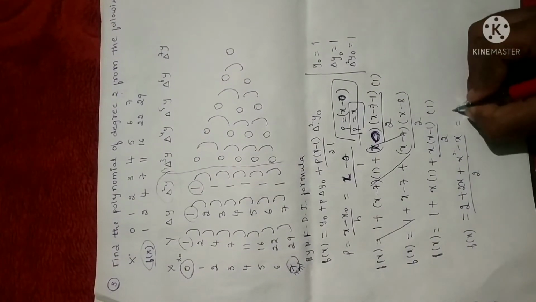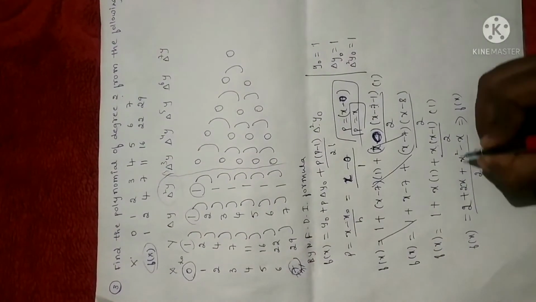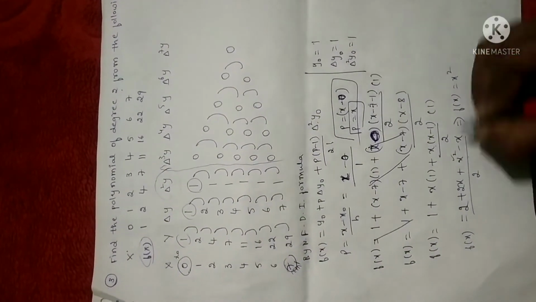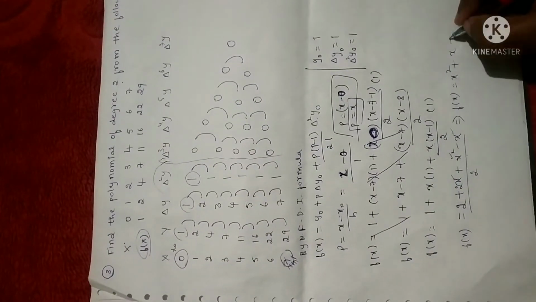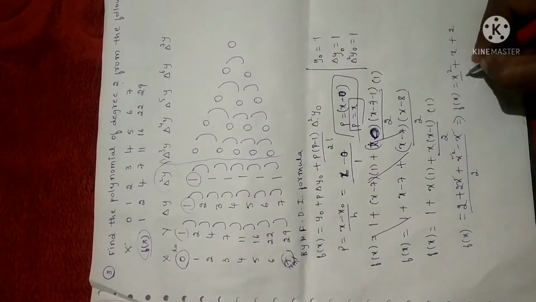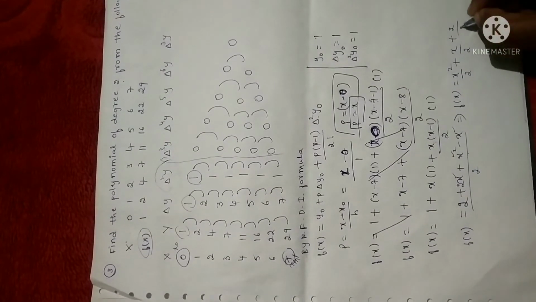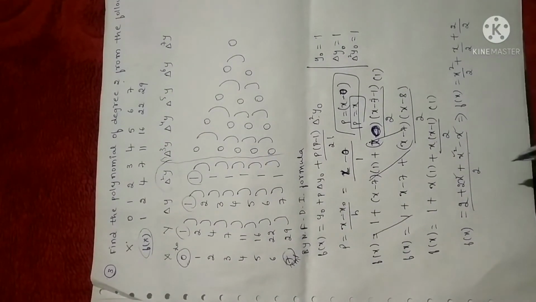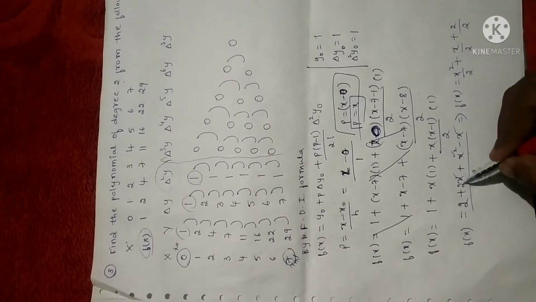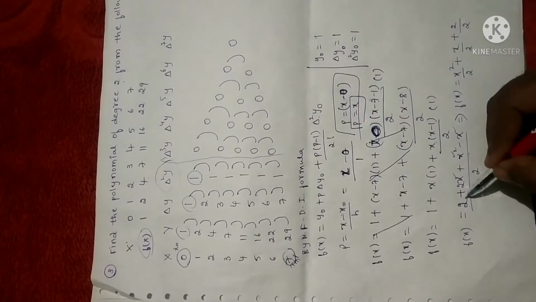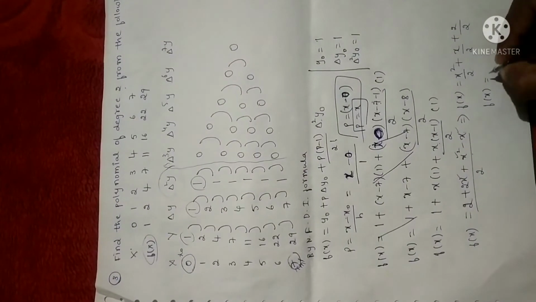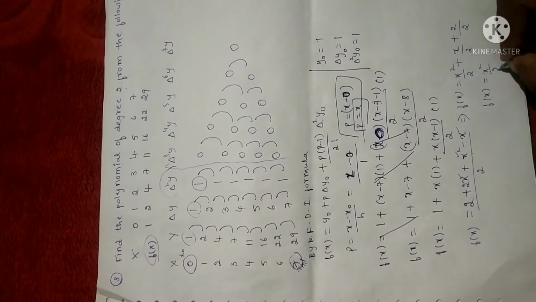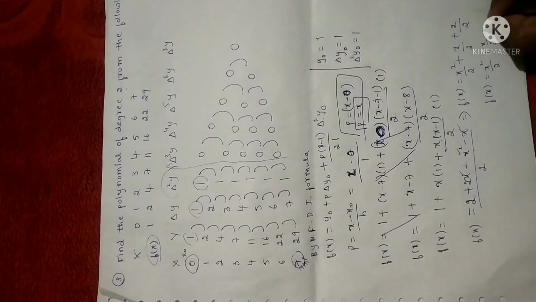Now let me simplify. F of x is equal to, see here, x square as it is. Now plus 2x minus x is plus x, right? Plus 2. Now I am going to divide 2 for each and every term. If you take LCM, you will get back the previous step. Don't worry. See here, x square as it is. Plus 2x minus x is plus x. Plus 2. Now I have divided it with 2. So you will get f of x as x square by 2 plus x by 2 plus 1.